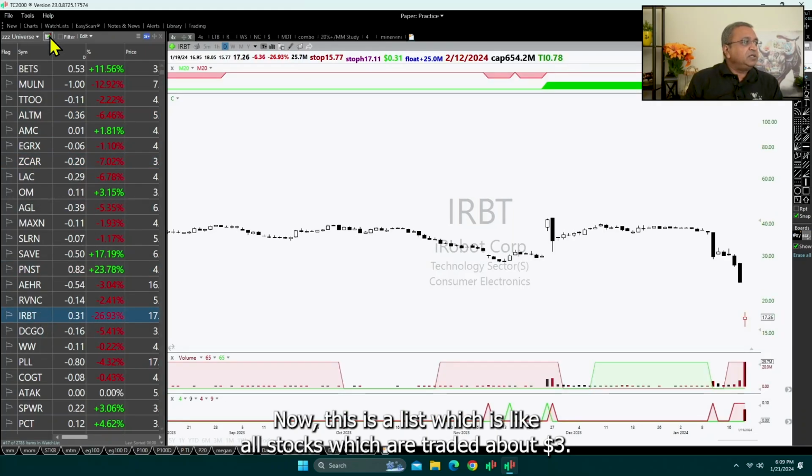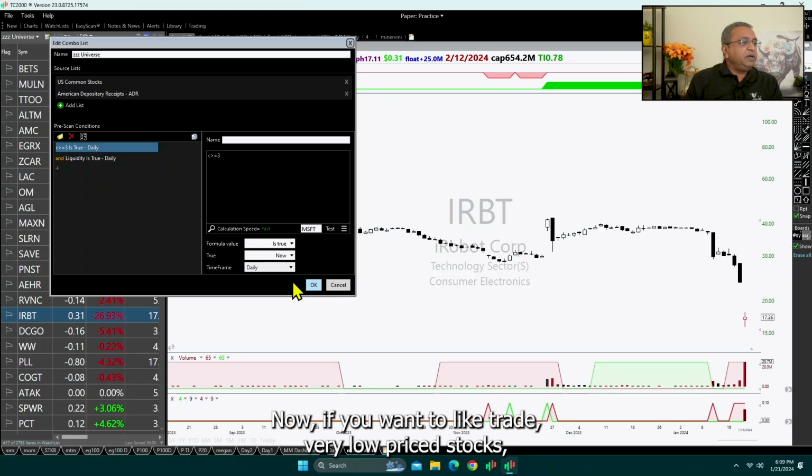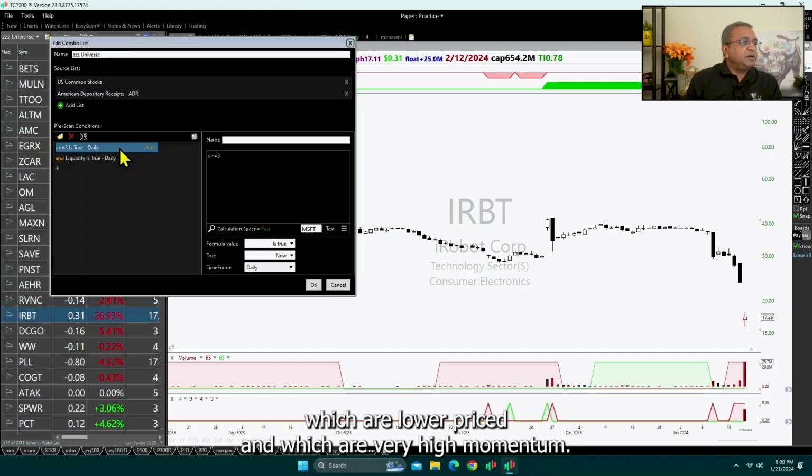Now this is a list of all stocks which are traded above $3. If you want to trade very low price stocks, you can just remove this $3 and you will get the stocks which are lower priced and which are very high momentum.